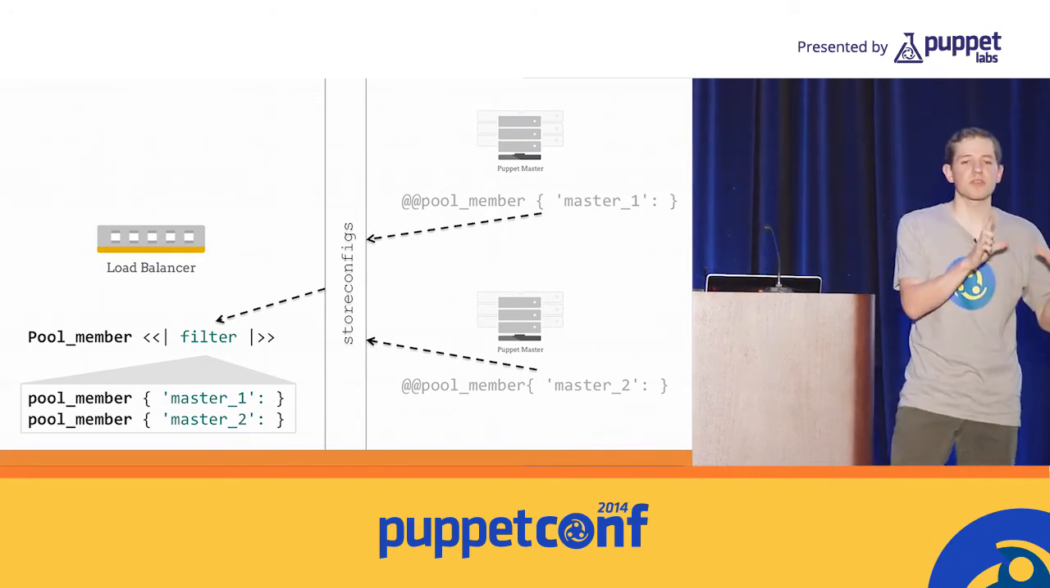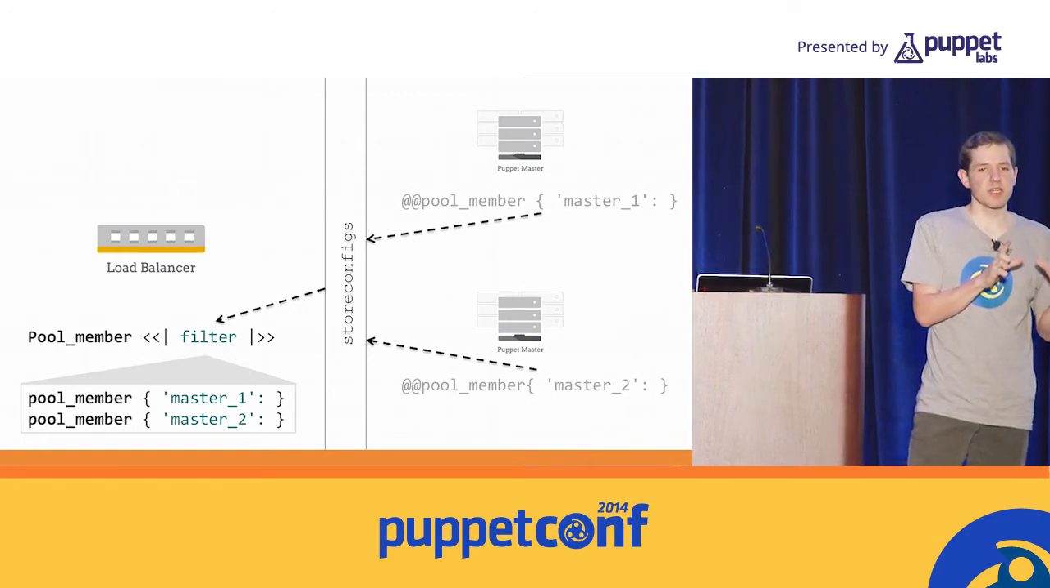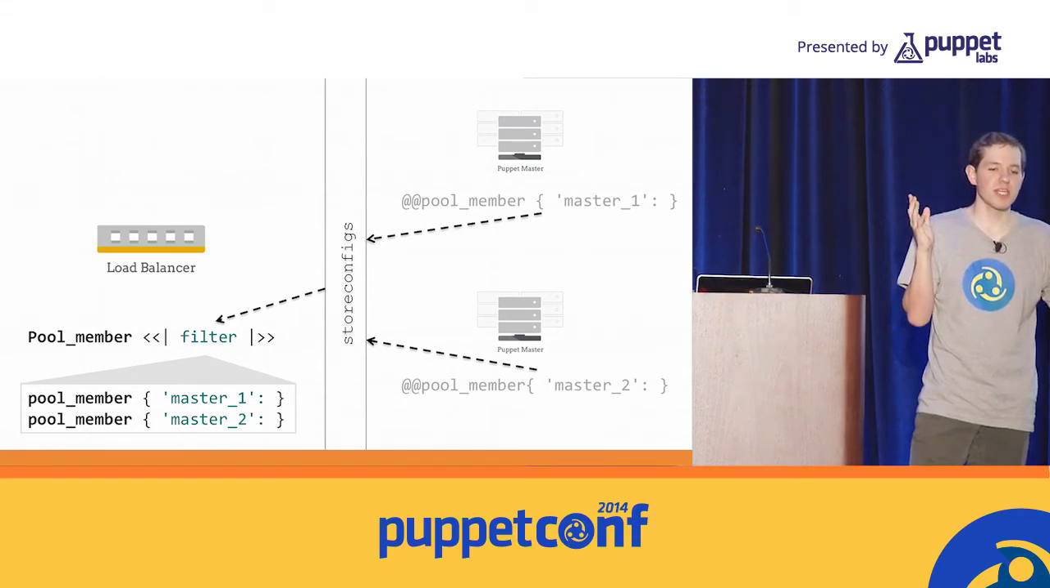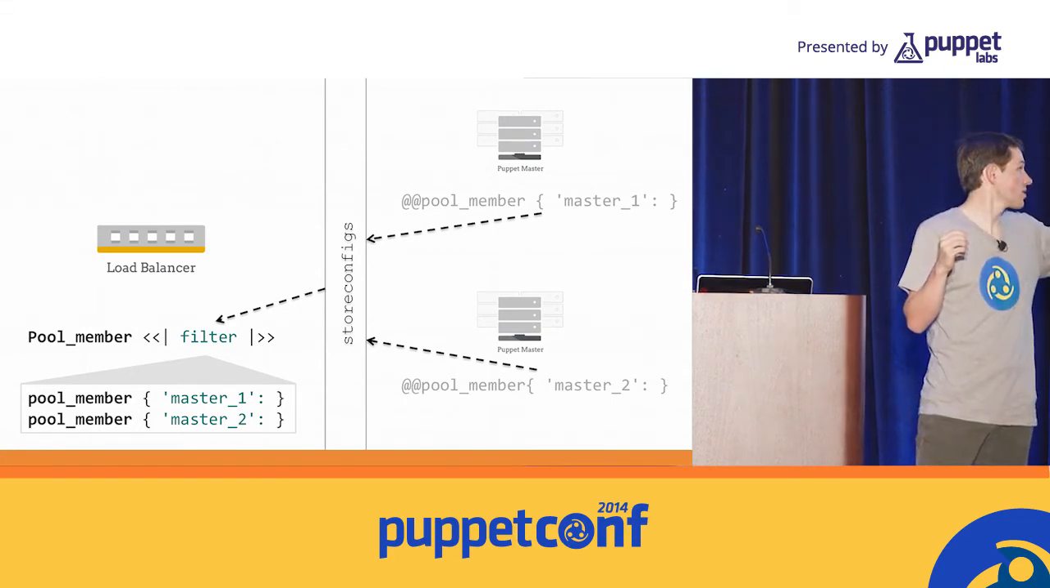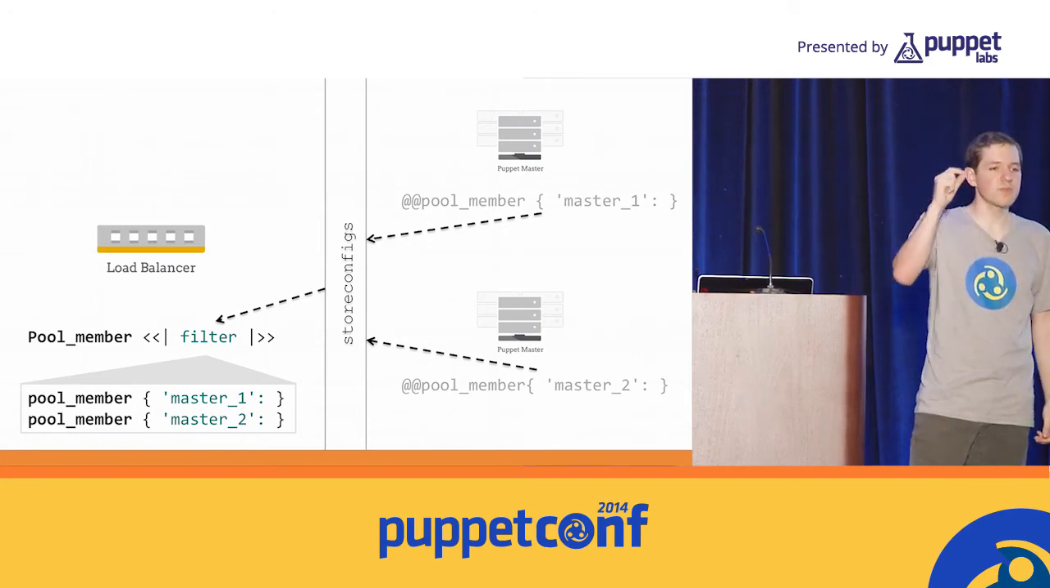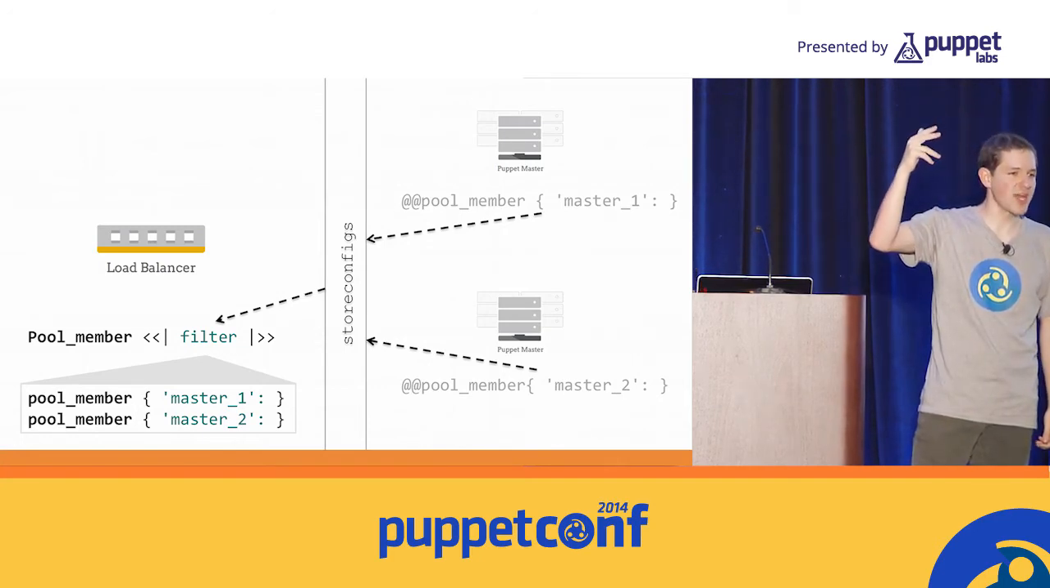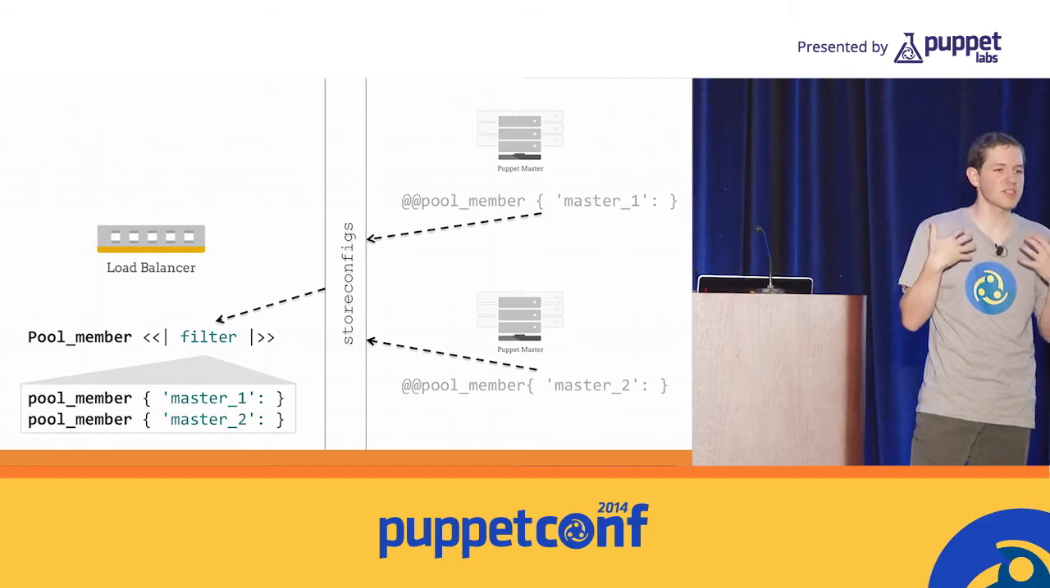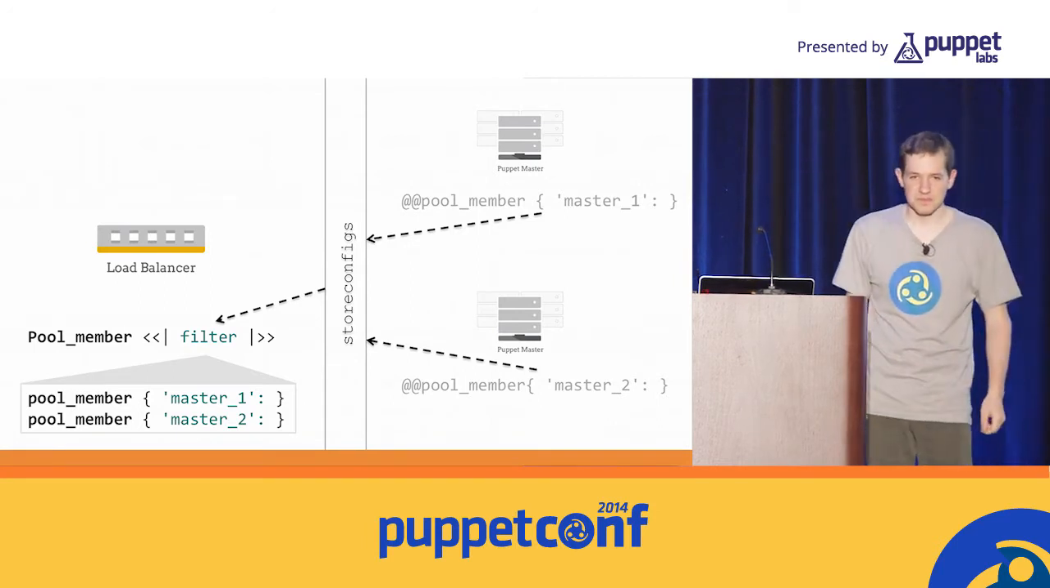Then the load balancer, because it can't explicitly look up other nodes' information, has to say, what has already been published? Please, Puppet master, tell me about any resources of type, in this case, an example called pool member. Look for any pool member resources that have been published that match a particular filter. So I might say, my application instance ID is development one. Please look for any exported resources from application development one for Puppet master pool members and give them to me. And then what it will do is realize those virtual resources and create the list.